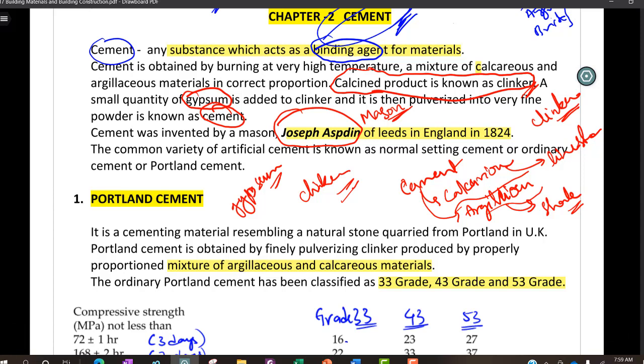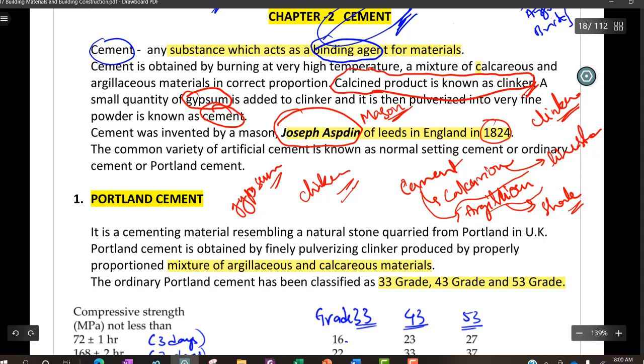In small examinations, state PSU or ISRO type exams, you can get a bit like this. Who invented cement? What is the answer? Joseph Aspdin. So Joseph Aspdin is basically from England and in around 1824 he invented this cement.